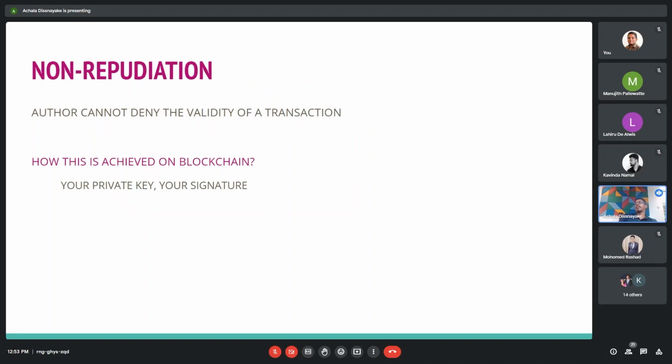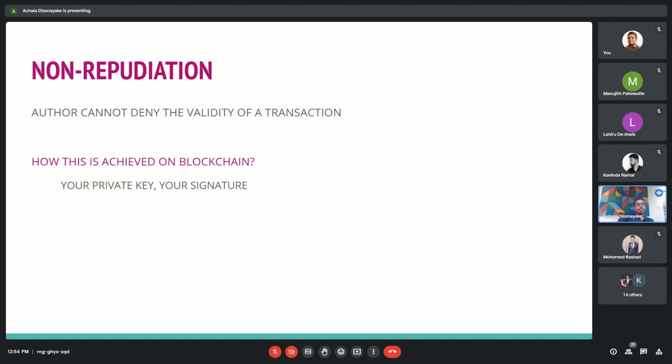Then non-repudiation. This is self-explanatory. Non-repudiation means that when someone signs a transaction, they should not be able to deny it. Since we are using this public-private key pair, you obviously can't deny it, because if it's signed with your private key, it's your responsibility.